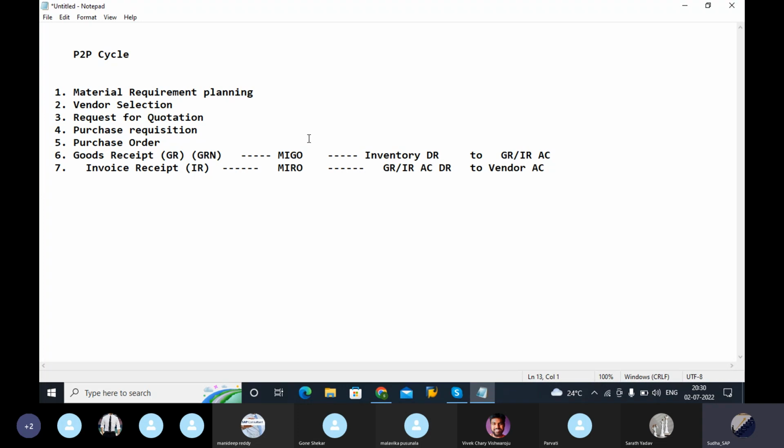Whenever you are asked about the P2P cycle in an interview, we have to discuss these journal entries also. This is the weightage of our interviews.